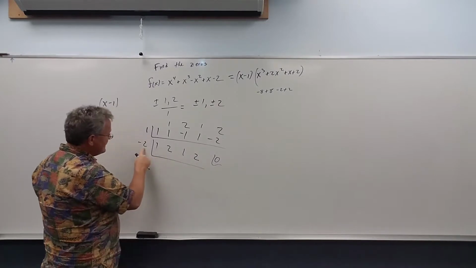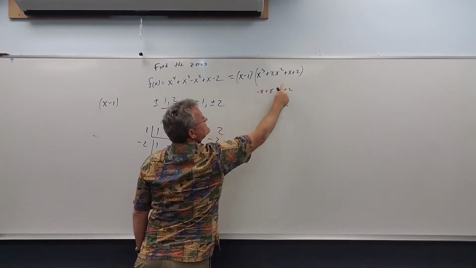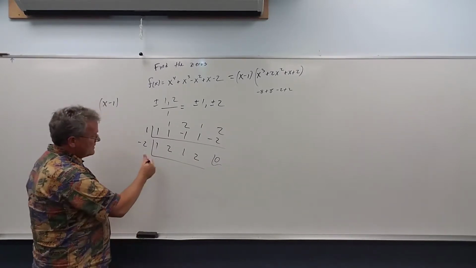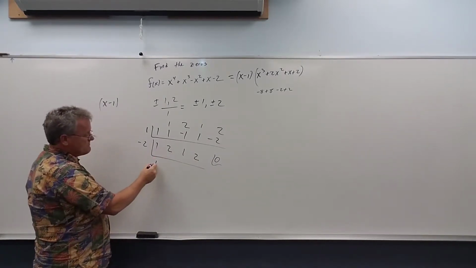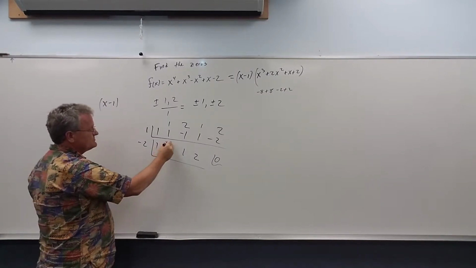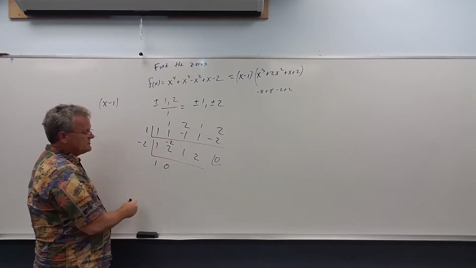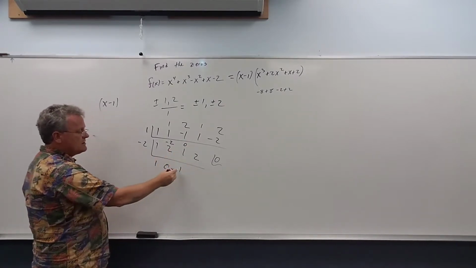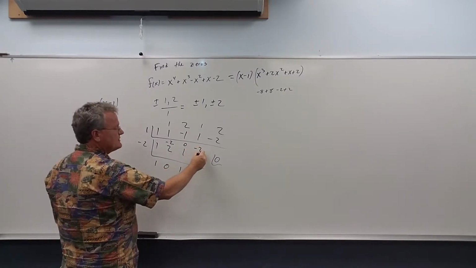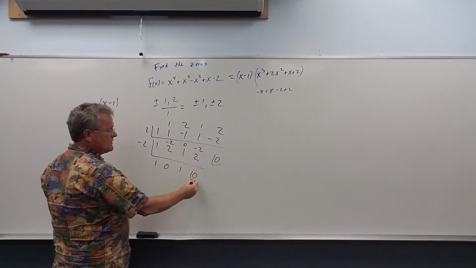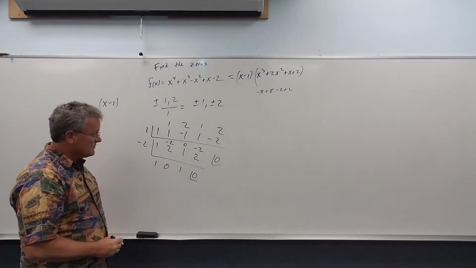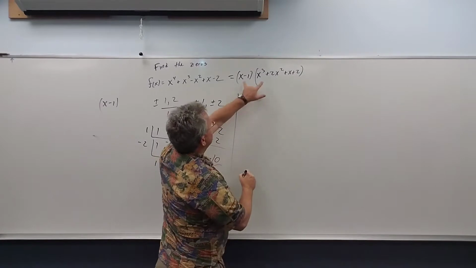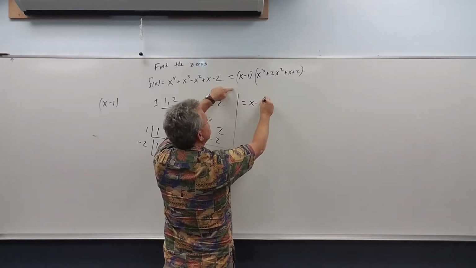So let's divide negative 2 into this, which is the same as dividing negative 2 into this. Again, bring down the 1. Multiply, 1 times negative 2 is negative 2. Add, we get 0. 0 times negative 2 is 0. Add, we get 1. 1 times negative 2 is negative 2. Add, we get 0. We would expect a remainder of 0. So this is equal to x minus 1.